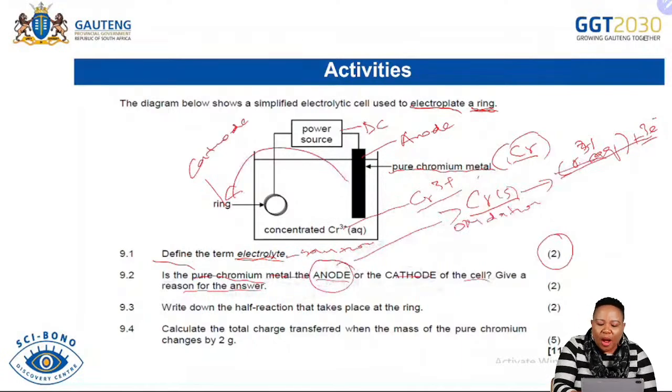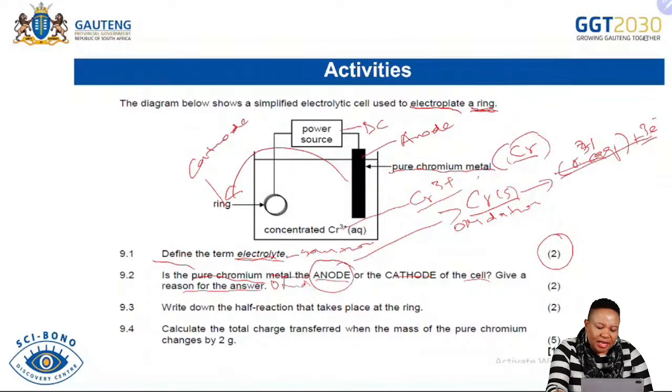So the reason why chromium is our anode is because it must undergo oxidation. And then write down the half reaction that takes place at the ring. Remember, we don't even have the half reaction of a ring on our standard potential table. The only thing that we know is how the ring will be coated.